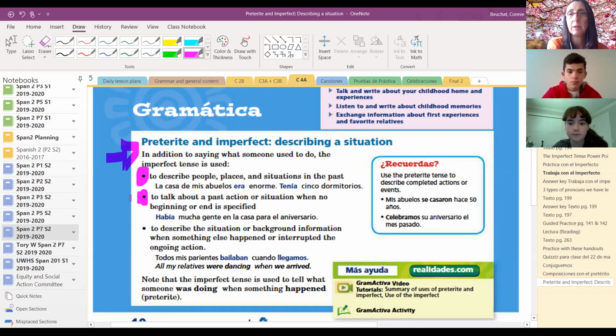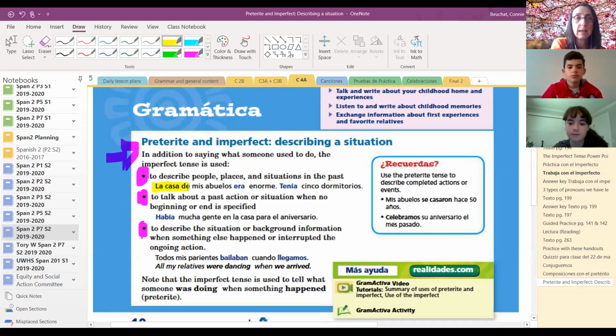Nicolas, can you read the second one? To talk about a past action or situation when no beginning or end is specified. So no beginning or end is specified. An action that happened in the past, but we don't have the beginning, we don't have the ending, we don't have a time frame. Alisa, read the third one for me, please. To describe the situation or background information when something else happened or interrupted the ongoing action. Yes.